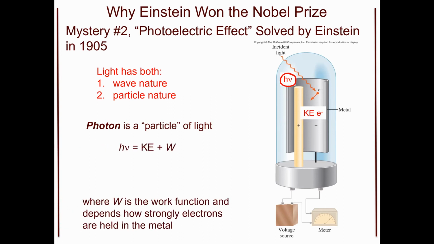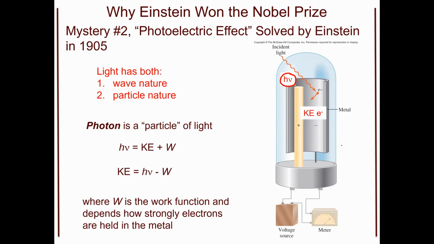So the equation that he used is now seen here. h nu is going to be our incident light coming in, is equal to our kinetic energy plus what is commonly called the work function. The work function is determined by the metal that we are using. Some metals hold on to their electrons better than others. So if there is a large work function, that means that the metal is going to hold on to those electrons much tighter than a metal that has a low work function.